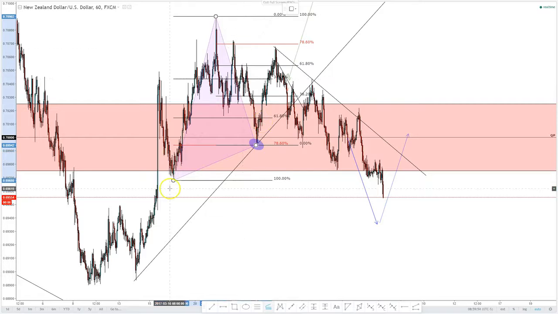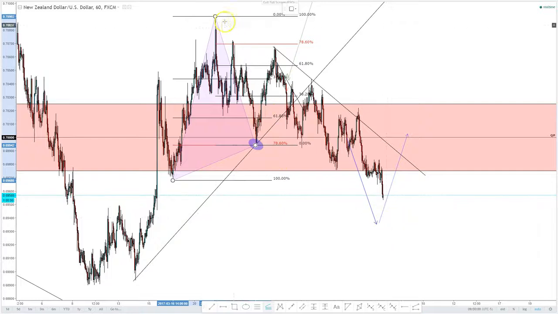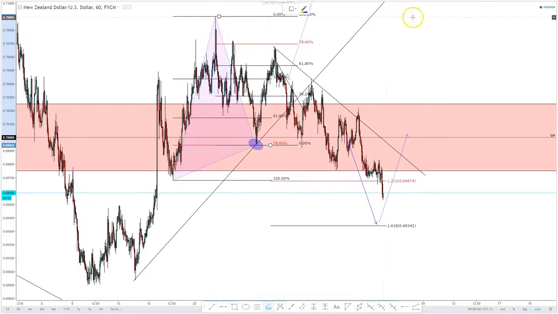Okay, so remember X, A, B, C, D. Trying to find a D point. Let's do an ABA: a Fibonacci extension from B up into A. Boom. The 1.618, right? For our butterfly pattern, coming in right here.